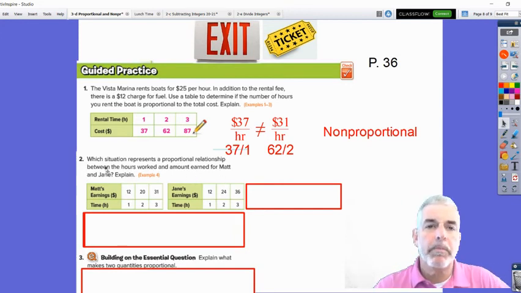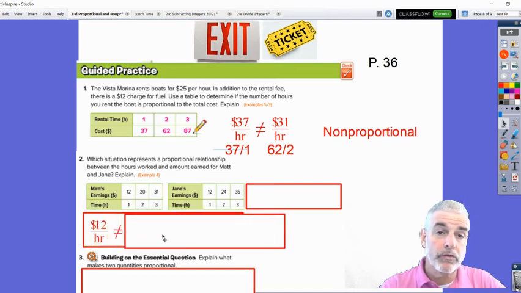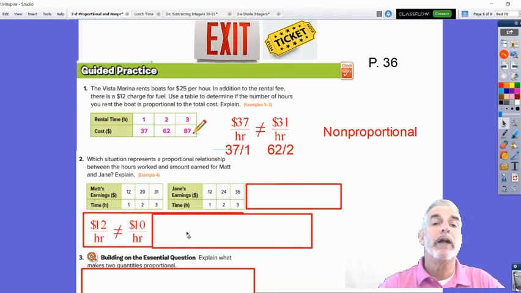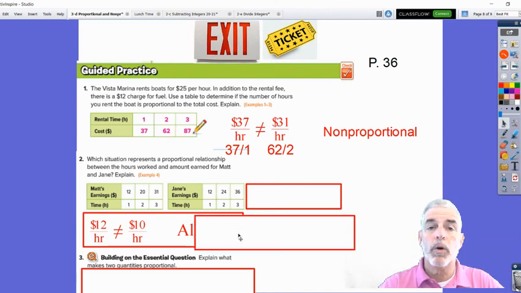All right, let's look at the next one. Which one of these is a proportional relationship between the hours they work and the amount they earn? It gives you Matt's earnings: $12 in an hour, $20 in 2 hours, $31 in 3 hours. We're going to look at all these ratios. So $12 an hour and then $10 an hour. Where does this $10 an hour come from? It's this 20 divided by 2. 20 divided by 2 is 10. These are not equal. Therefore, not proportional.